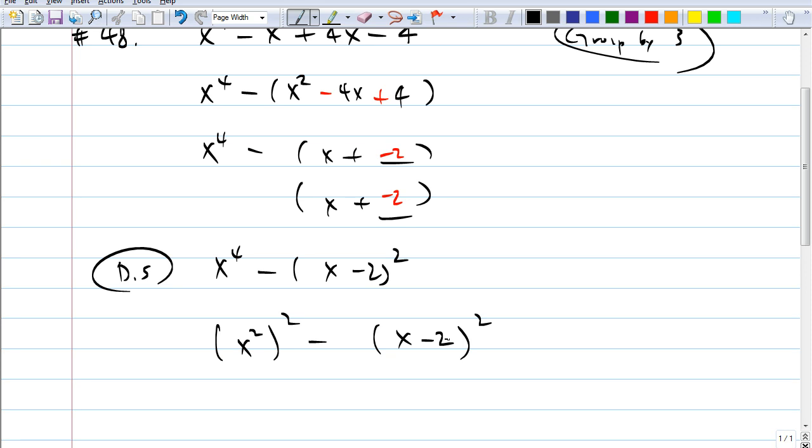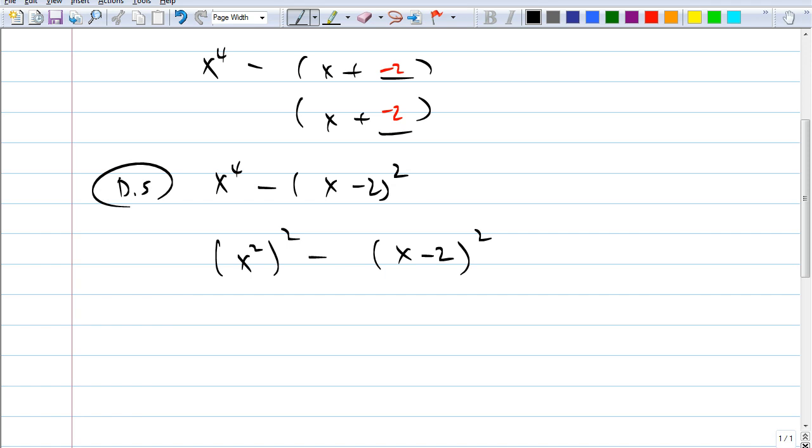Do you guys see this? Isn't your a x squared and then isn't your b x minus 2? Correct? So this is a difference of squares. So what do you get? Well, what does a difference of squares give you? It becomes a plus what?